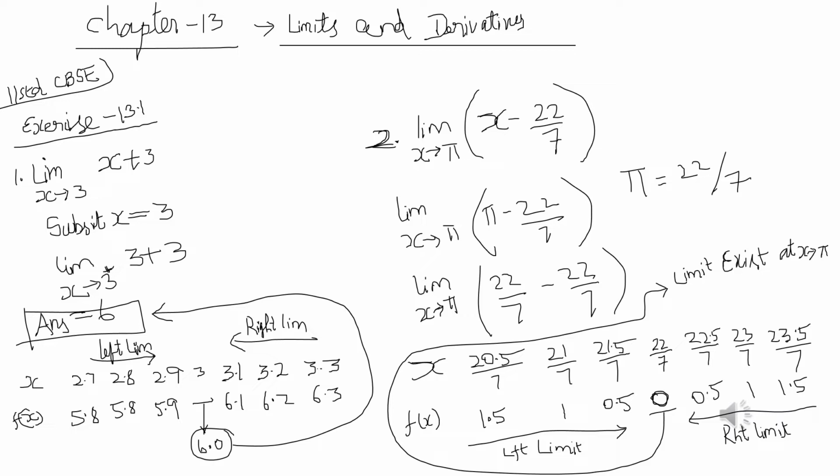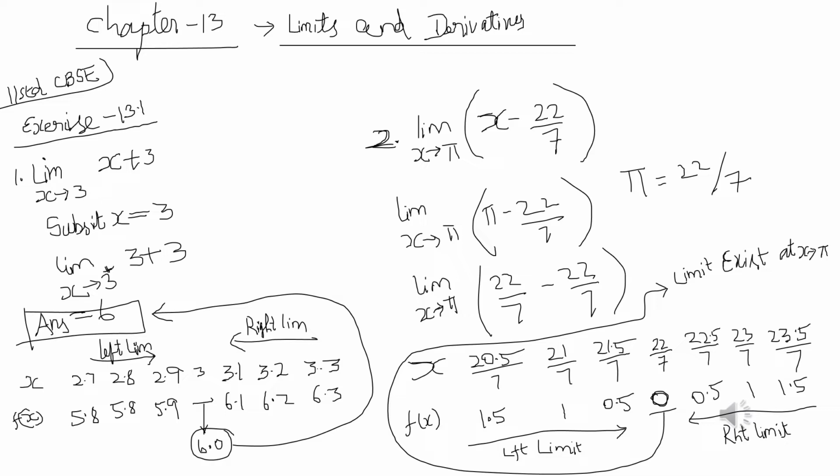So the first question is the limit as x approaches 3 of x plus 3. Here it looks like direct substitution: x equal to 3. You just substitute x equal to 3, which gives you the answer 6. For a couple of problems, I try to explain how the left limit and right limit work.